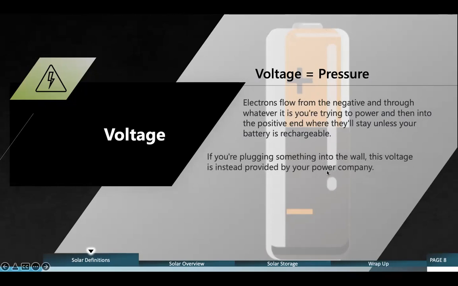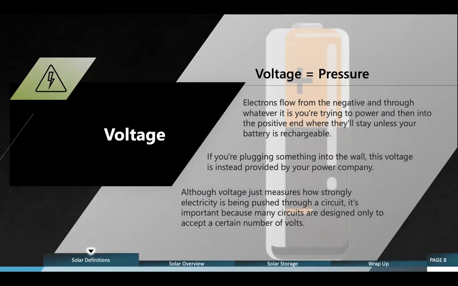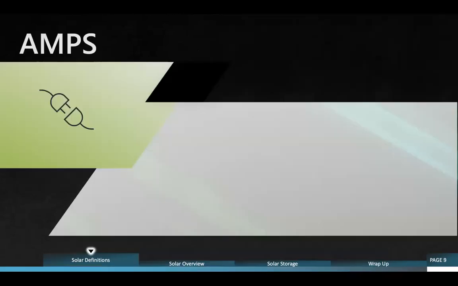If you're plugging something into the wall, the voltage is instead provided by the power company. Although voltage just measures how strong the electricity is being pushed through a circuit, it's important because many circuits are designed only to accept a certain number of volts. Again, it's not something you're going to be heavily tested on, if at all.